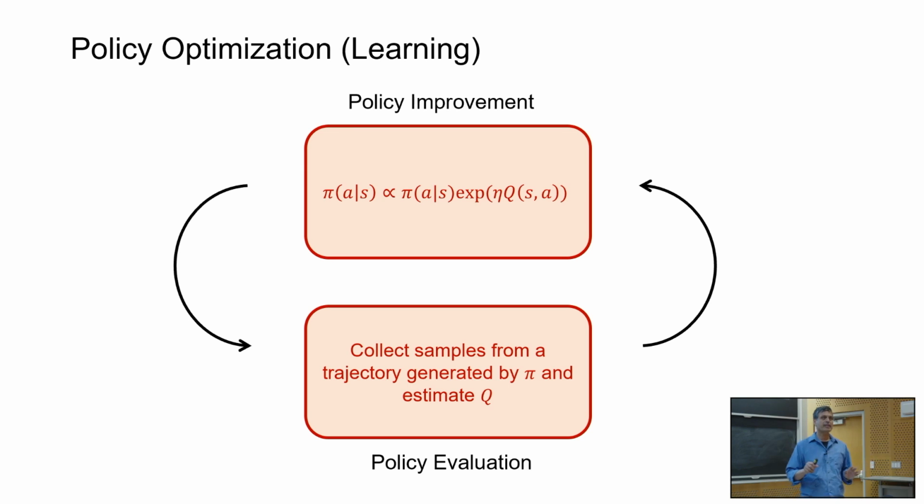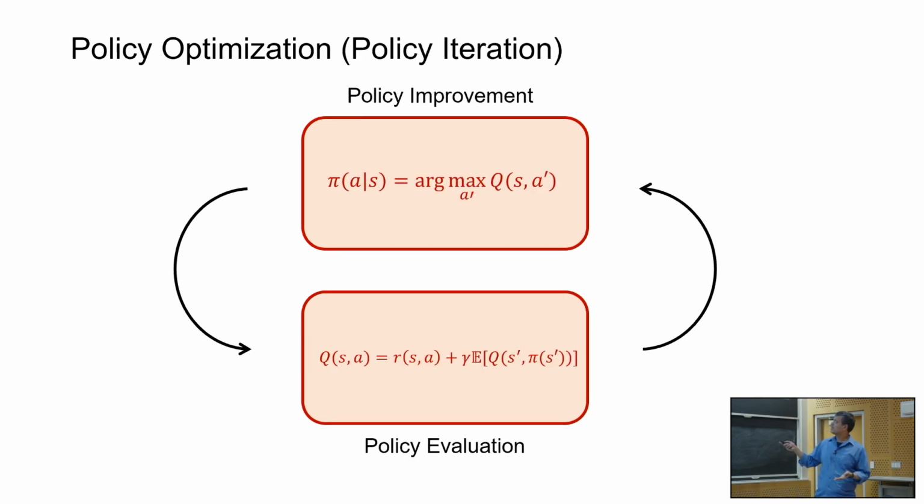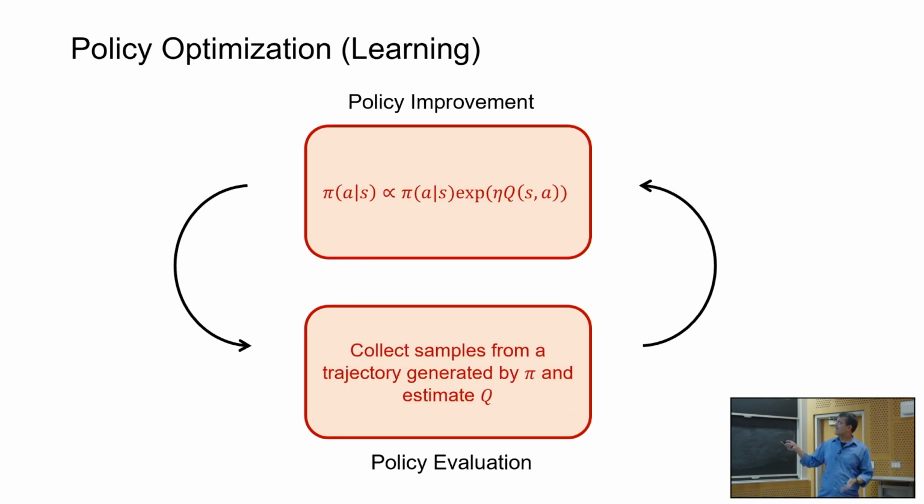But I'm not going to give that interpretation. There's a simpler interpretation in terms of approximately solving this maximization. So instead of exactly solving this maximization, I do a softmax here. So the new policy is the old policy multiplied by e raised to the power of eta Q(S,A). So as eta goes to infinity, you will find the true max. Otherwise, it's proportional to this. You have to normalize it to get the probability.